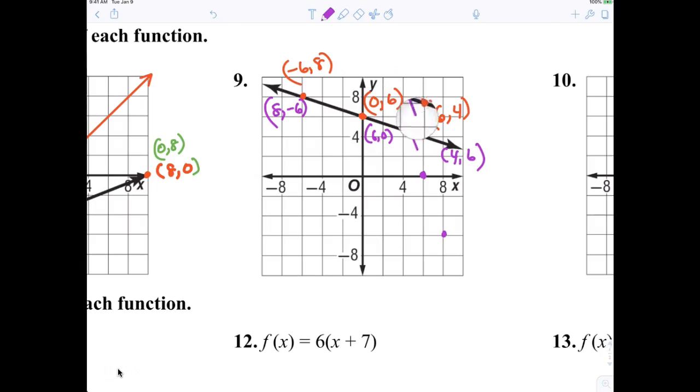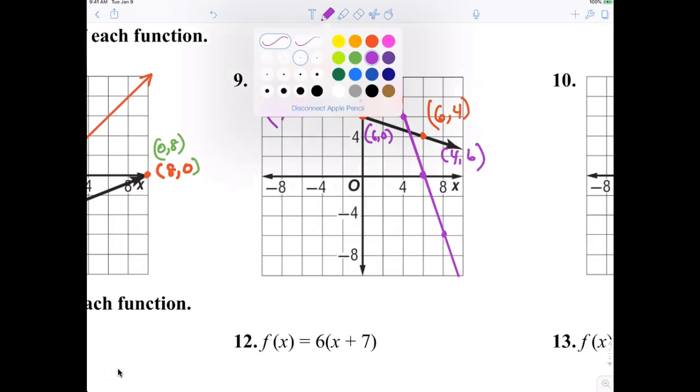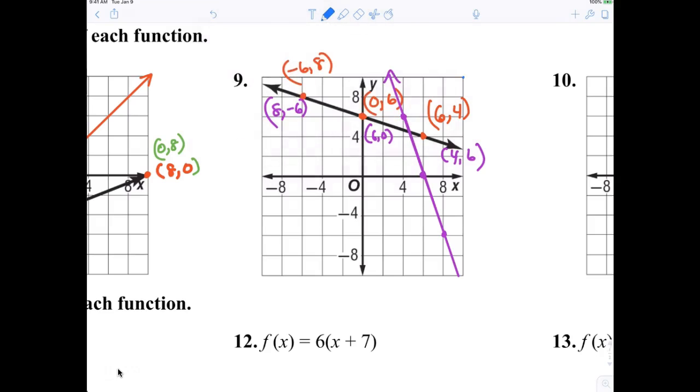Now let's draw that line. And then once again, I always try to tell kids, if you draw the line y equals x, it should be a reflection.